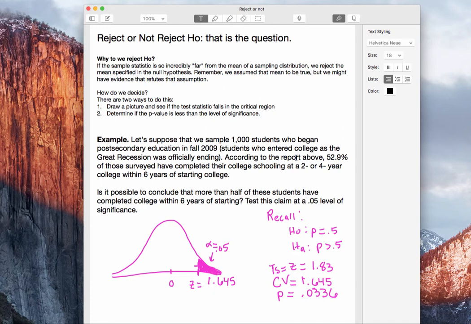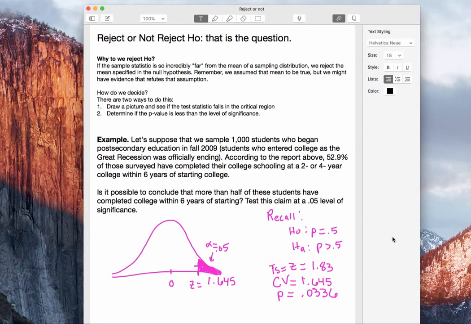So we're back to our example about the data gathered about students graduating college or completing their degree within 6 years of starting. In 2009, the rate was 52.9% completing college, and we want to see if that's enough evidence to say that more than half of these students have completed college. Yes, it is half, but is it significantly more than half? Like maybe we just got a funny sample. We'll figure out how far out in the tail our sample is.